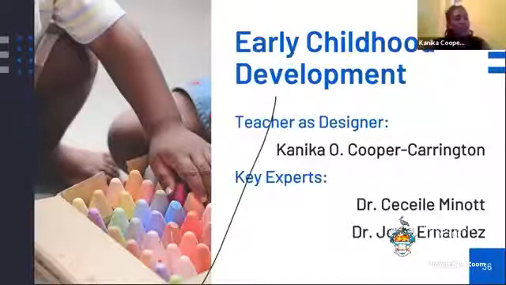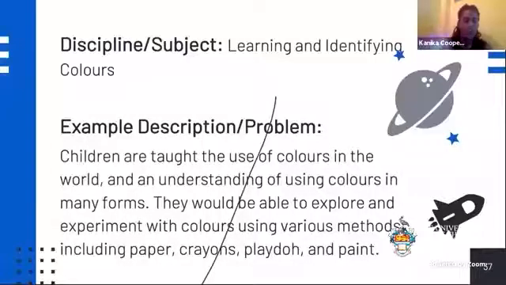Hi, good afternoon, everyone. I am Kanika Cooper Carrington from the beautiful island of Trinidad and Tobago, well, country, the island Tobago to be exact. This afternoon, I will be giving an example of authentic assessment in early childhood development. So for this example, we'll choose a topic, identifying and learning about colors. Recognizing colors and identifying them is an important part of child's development. So they will be able to explore and experiment with colors using various methods, including paper, crayons, Play-Doh, and paint.